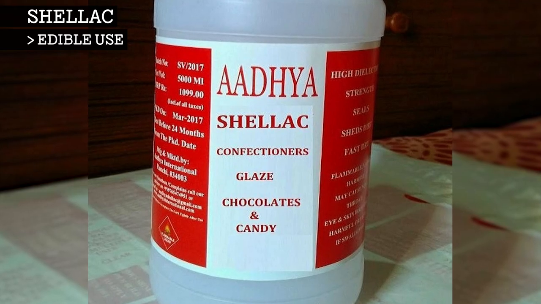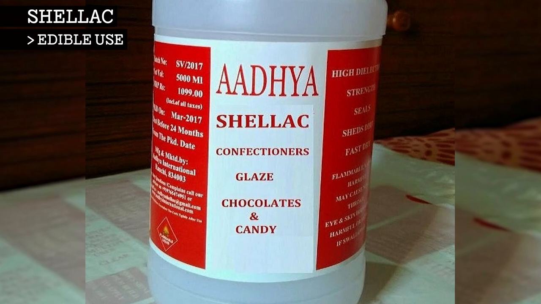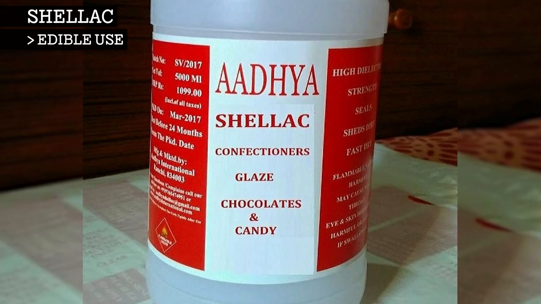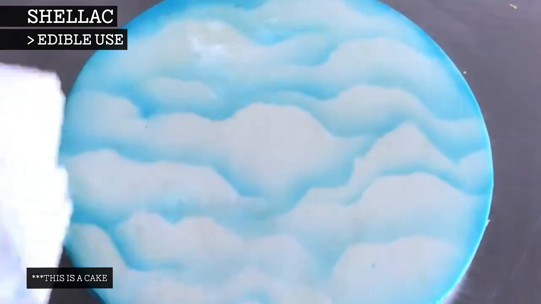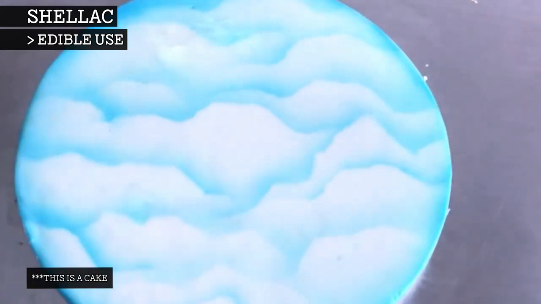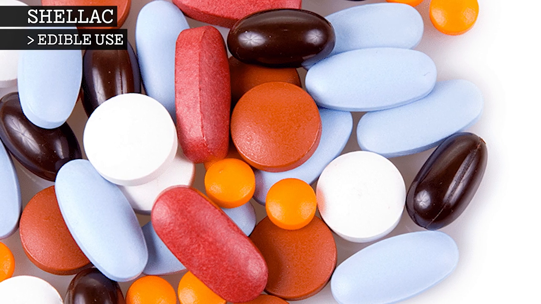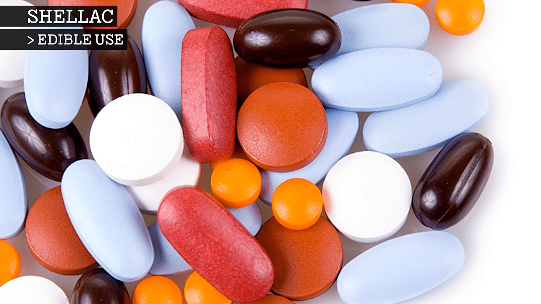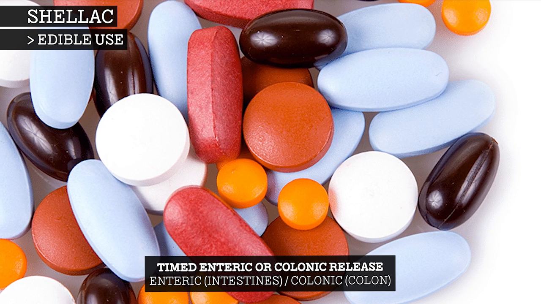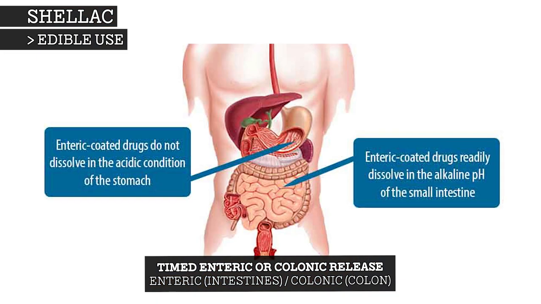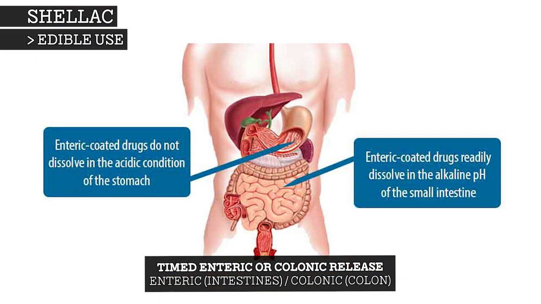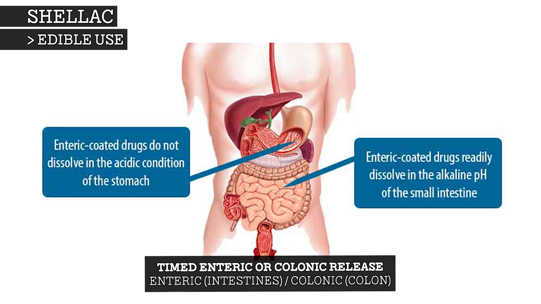Food-grade shellac is usually bleached, unless its natural color isn't important to the final product. It is insoluble in water, so coating an item with shellac helps to keep it from drying out or getting wet. It also adds a glossy shine. Due to shellac's acidic properties, shellac-coated pharmaceutical tablets can be useful in creating a timed enteric or colonic release. This means that the pill wouldn't break down in the stomach acids, instead waiting until it reached the intestines or colon.